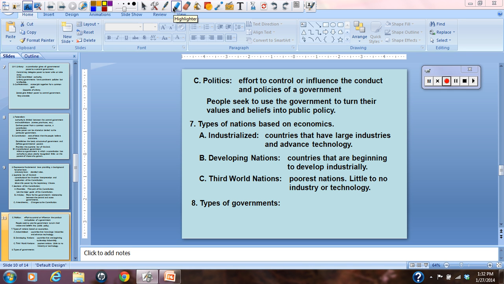All right? What is politics? Okay, good. It's the effort to control or influence the conduct or policy of a government. Now, an industrialized nation is a nation that has what? Okay, that has industries and technology. Whereas developing nations are developing industries. Third world, poorest nations. All right, everybody got it?